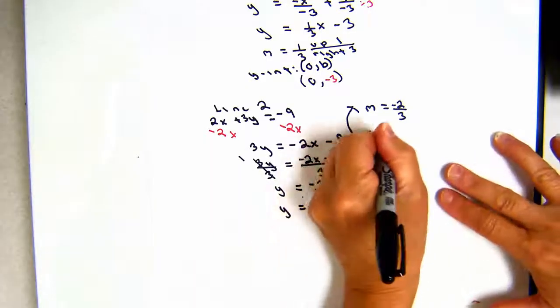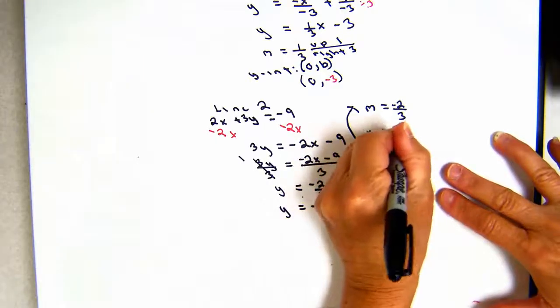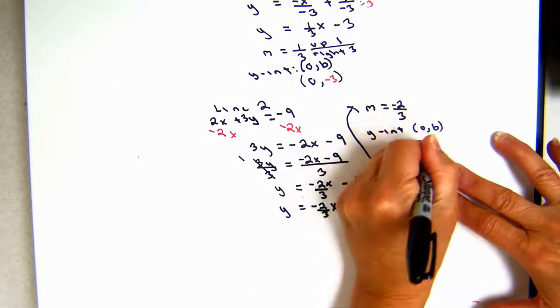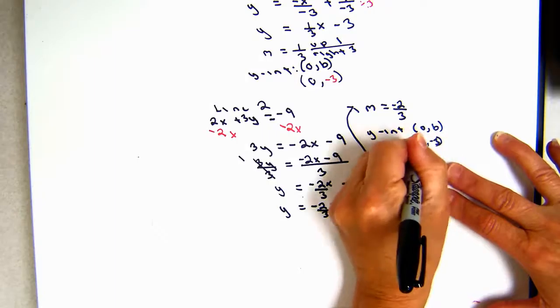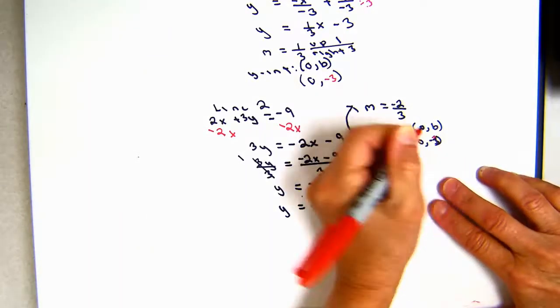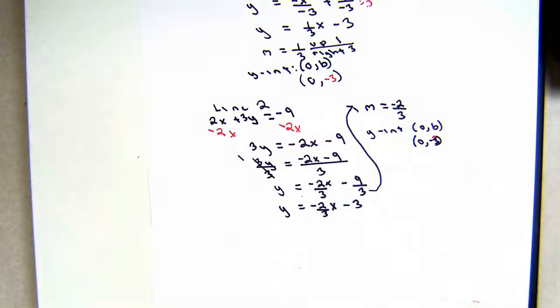So it looks like my y-intercept is 0, comma, b. Well, what's my b in this case? 0, comma, negative 3. That seems like that was our b on our other ones, 0, negative 3. So it looks like that's probably going to be where they intersect. But we've got to graph this line.